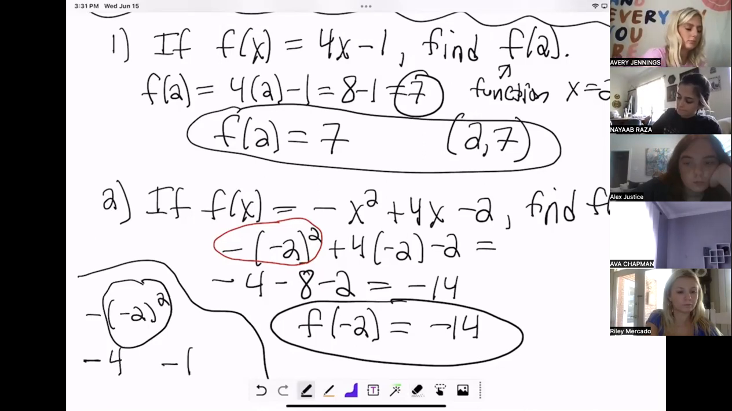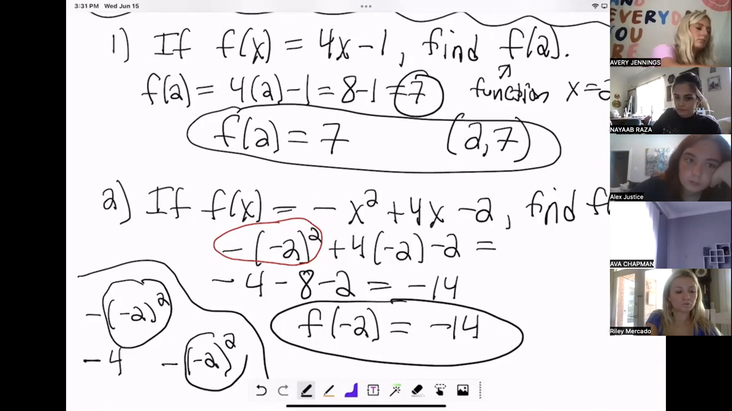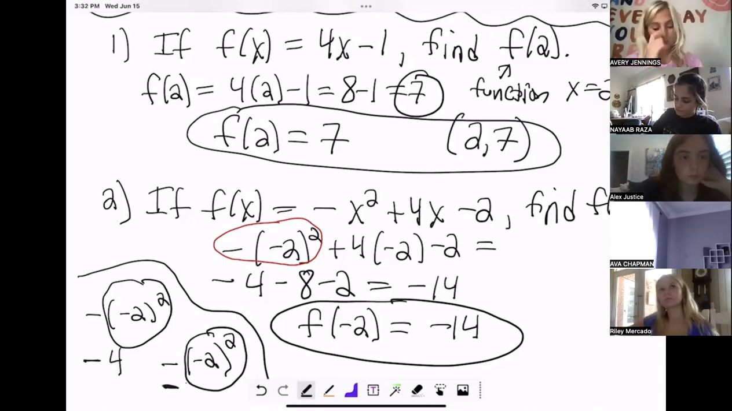Like if you had this, yeah, that's positive. Absolutely. But if I have a square, it's not positive because I got to do this first, which is all positive, but my negative is still here. So it becomes -4.